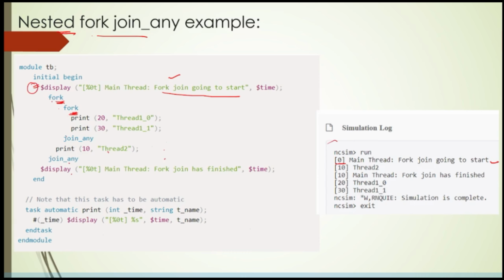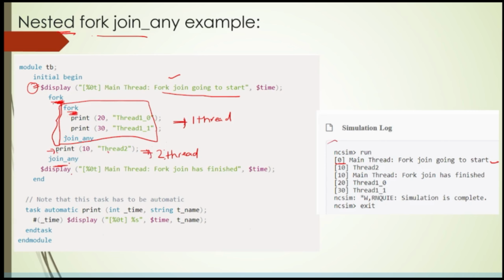Now coming to this fork join any. This is my first fork join any. As I told you, in any fork concept, everything is considered as a thread. So this fork join any is considered as one thread, and then this is considered as the second thread. Hope you got the idea. This entire fork join any is considered as one thread, and then this is considered as another thread.